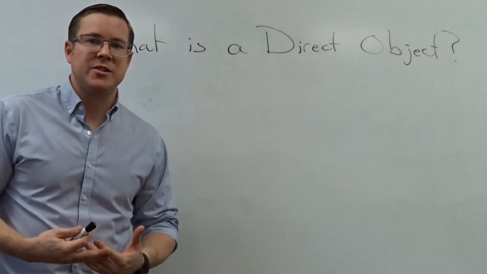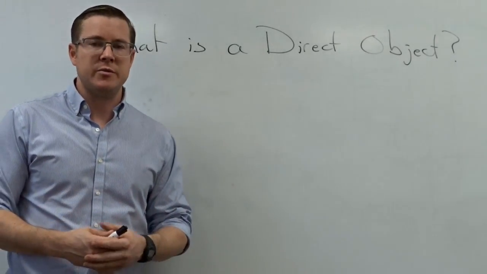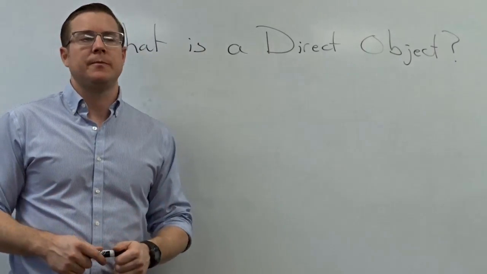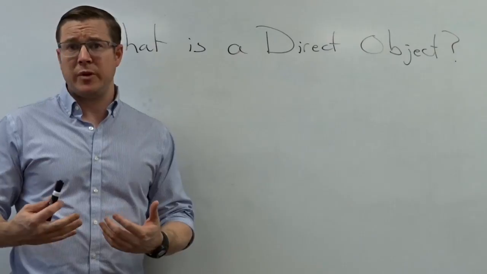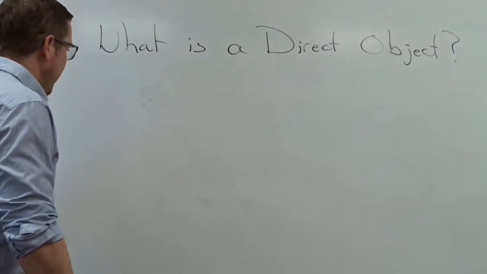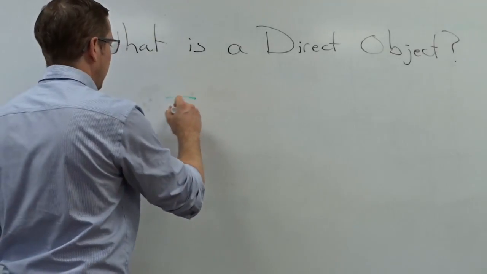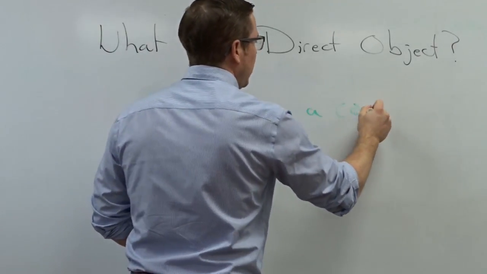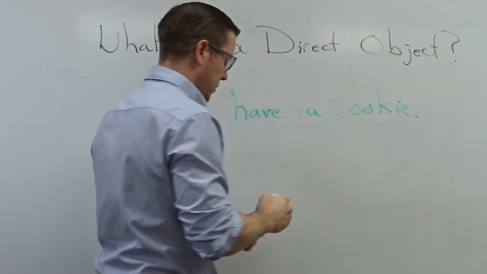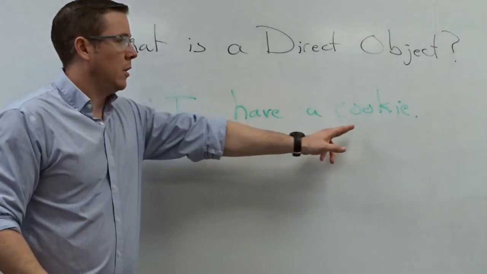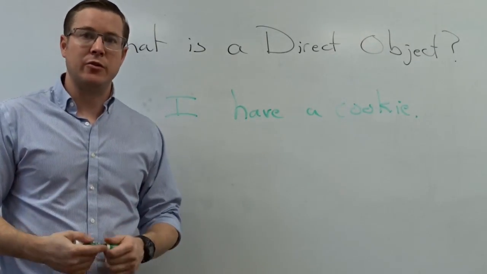So the first thing I ask students is, what is a direct object? Often in English we're not even sure what that means. A direct object simply answers the question who or what. So if I have the sentence, I have a cookie, what do I have? A cookie. That's my direct object.